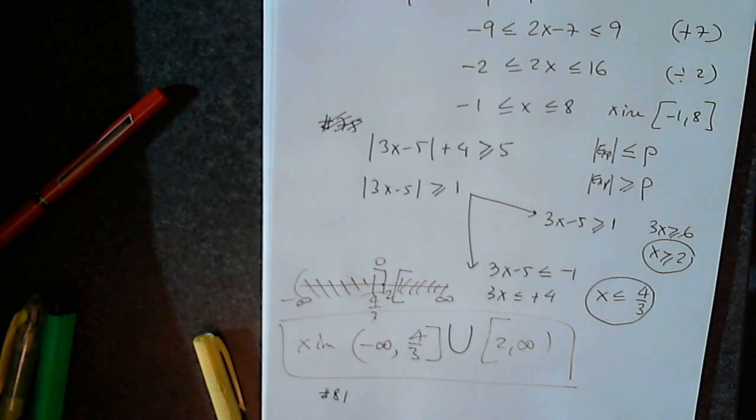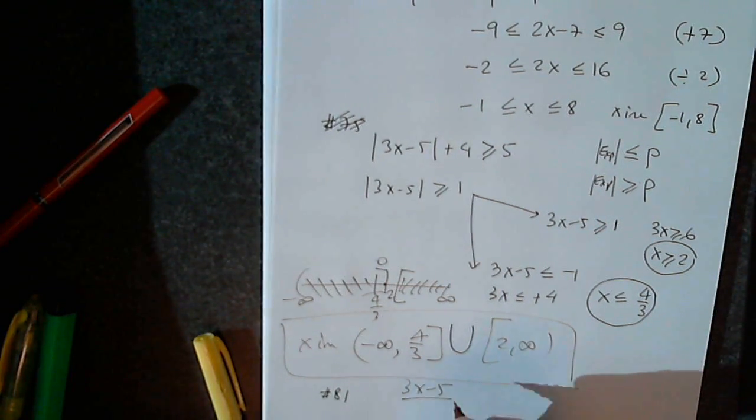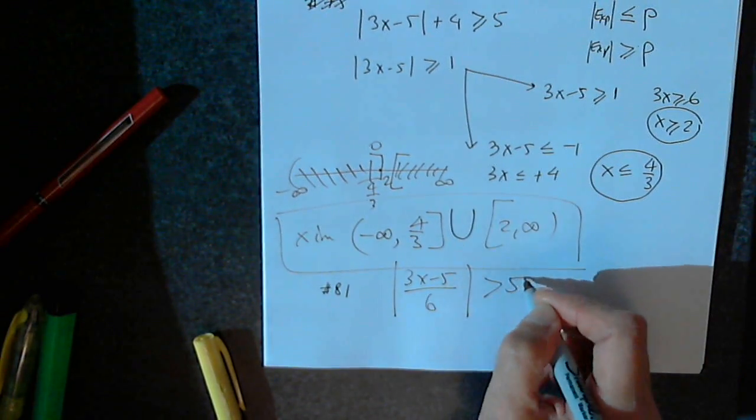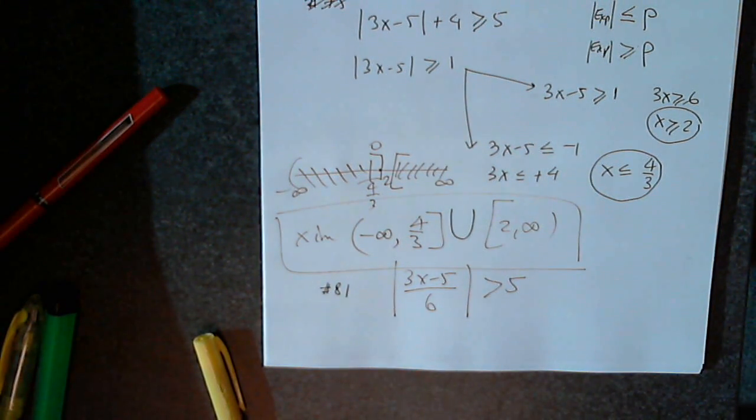Okay? So 81, 3x minus 5, everything divided by 6 in absolute value greater than 5. Let's work on this for a minute, please.